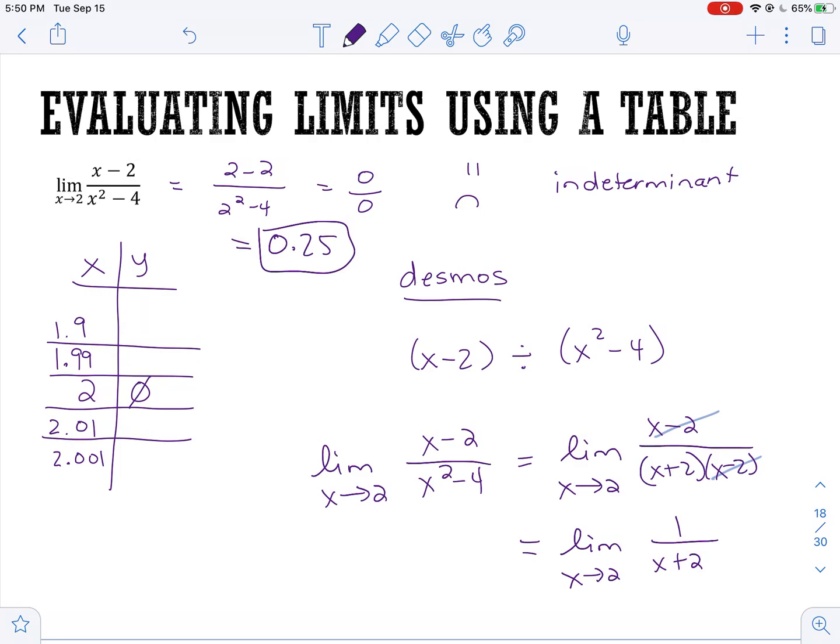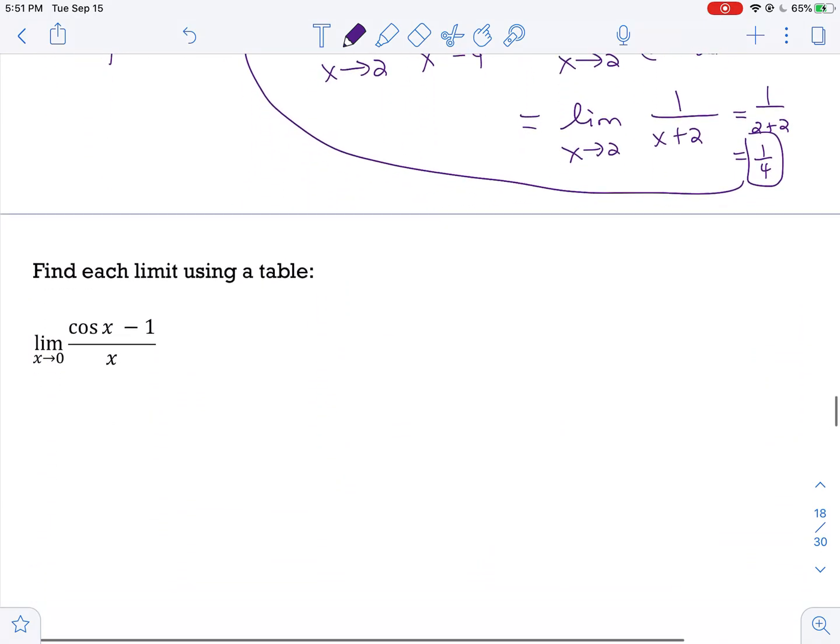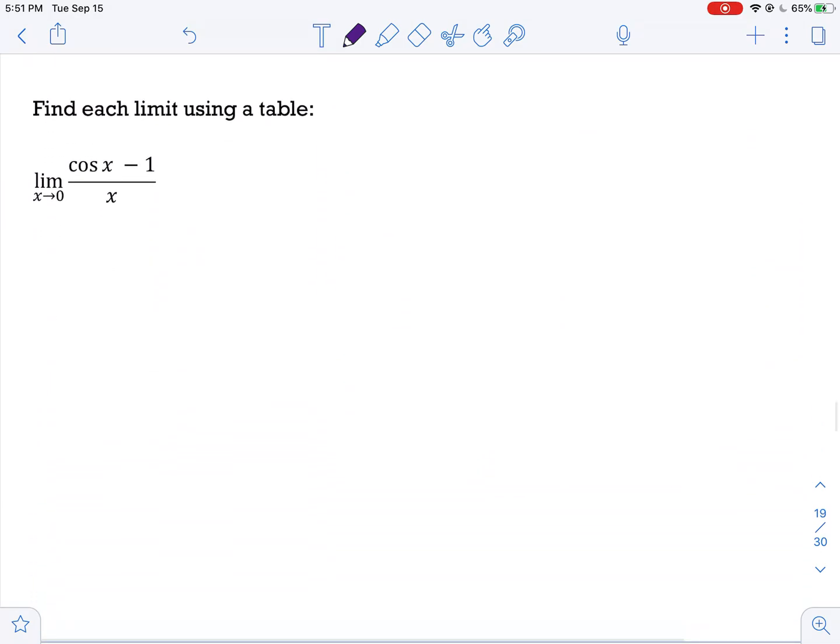What happens if I go back to step 1 on evaluating limits? What happens if I plug in the 2? I get 1 over 2 plus 2, which is a fourth. And a fourth is the same thing as 0.25. So we actually can evaluate that limit algebraically, but we can also do it using a table on Desmos.